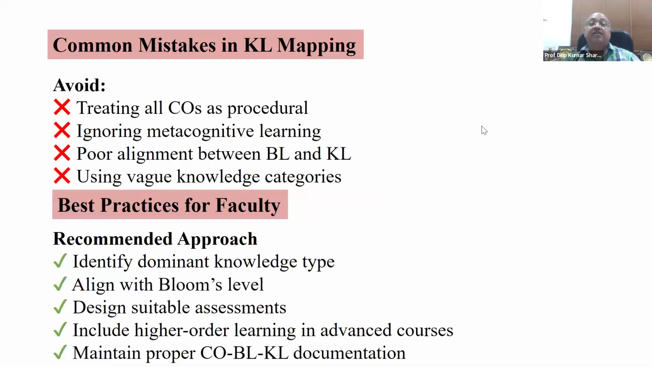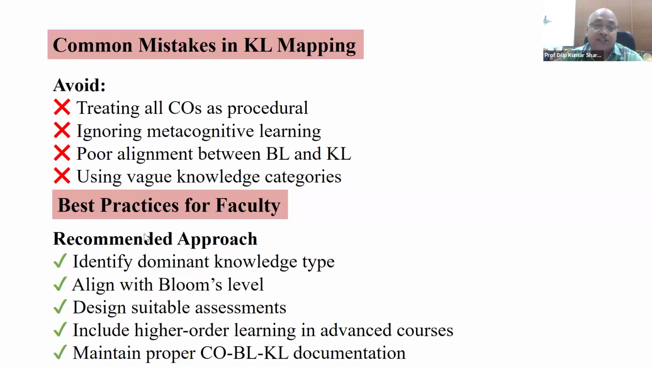So please, common mistakes in knowledge level mapping: avoid treating all COs as procedural. Avoid ignoring metacognitive learning. Avoid poor alignment with Bloom's taxonomy and knowledge level. Avoid using vague knowledge categories.